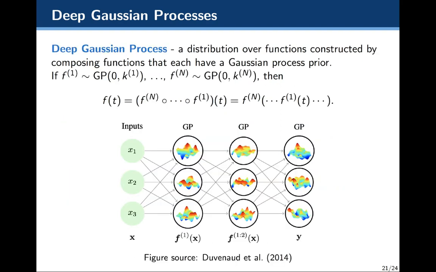So what is a deep Gaussian process? Well, it has a similar structure to a deep neural network. If you remember, a deep neural network is basically a composition of functions where each function is made up of a linear transformation and then a nonlinearity. So basically you have your input, then you have a linear transformation, nonlinearity, linear transformation, nonlinearity, et cetera, to as deep as you want to go to your output layer.